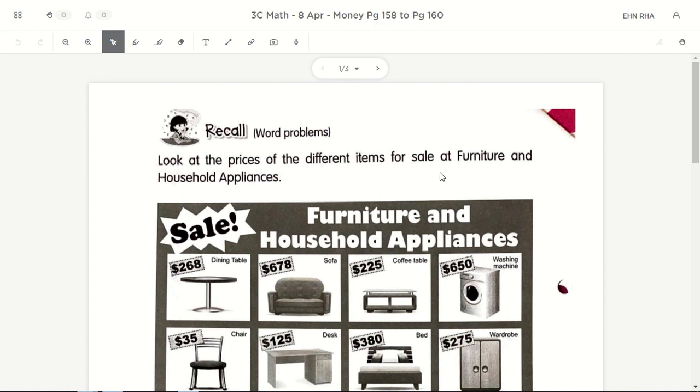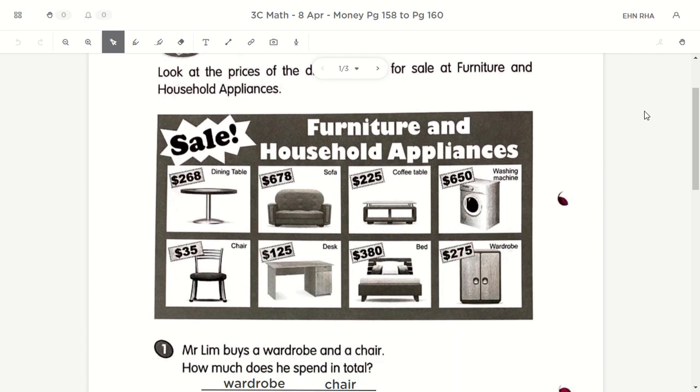Let's start with page 158, which is the homework for yesterday. For convenience, I have actually put in the prices of all the items on each and every page so you don't have to keep referring. As you watch the video, make sure you complete your work on hard copy and make sure the corrections are done. You can either do it in green or you can erase and redo it according to what you see on the screen now.